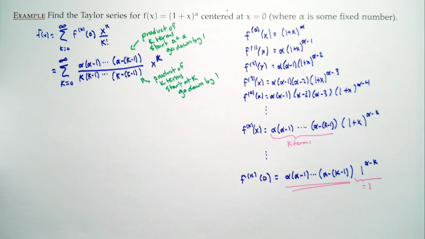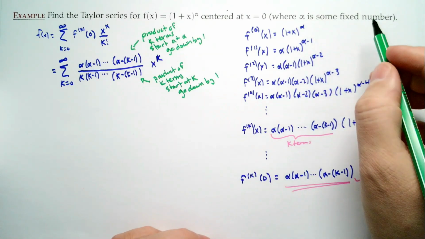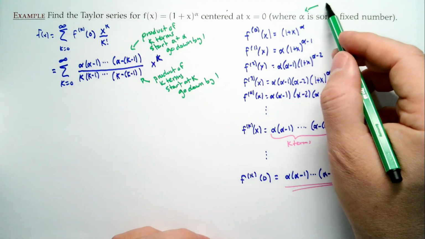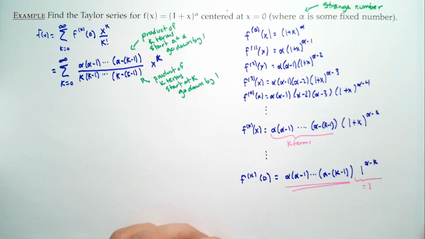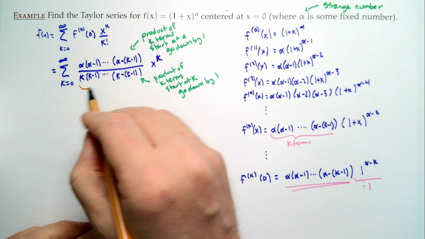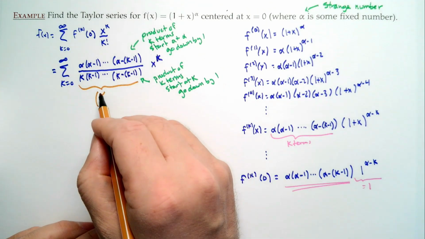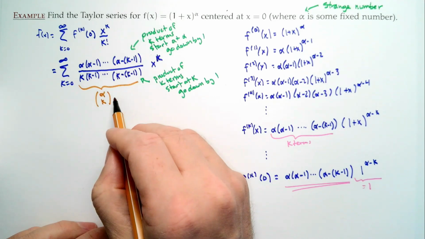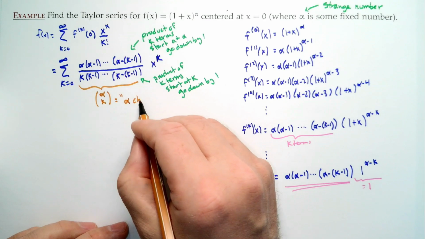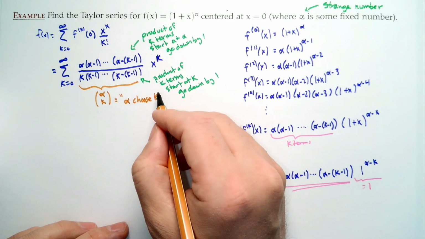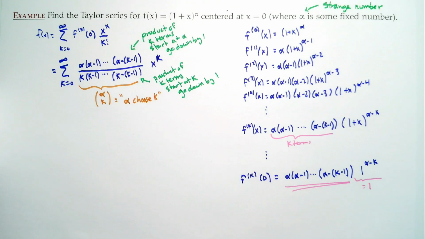But it's not a factorial, because alpha is some fixed number, and that means alpha could be a very strange number. It could be not necessarily a whole number, and factorials have to be whole numbers. So what we've done is come up with a new notation. When you see this, we're going to just call it alpha choose k. If you want to say it out loud, so if you're sitting around the table with your family and they ask what you studied today in calculus, well, we did alpha choose k. And that's what this refers to.